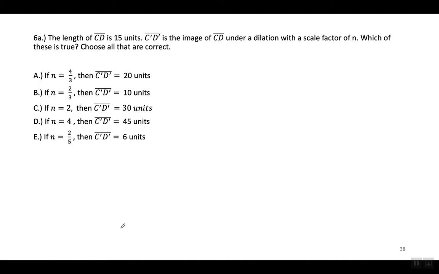All right, question number 6. The length of segment CD is 15 units. C prime D prime is the image of CD under a dilation with a scale factor of n. Which of these is true? Choose all that are correct.